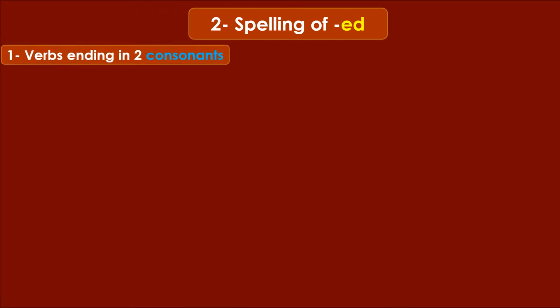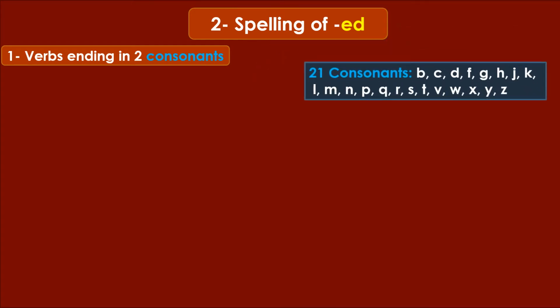Let's now talk about the spelling of ed. We have different cases. Look at case number one, verbs ending in two consonants. I always refer to the 21 consonants. Look at the verb work. It ends in two consonants, R and K. In this case, we just add ed at the end of the verb. So work becomes worked. This is the first case.